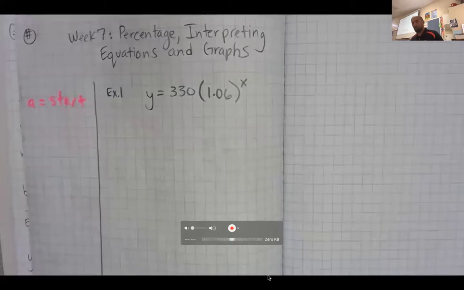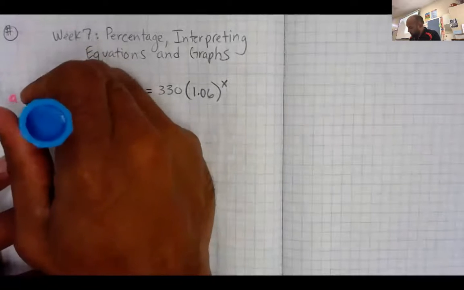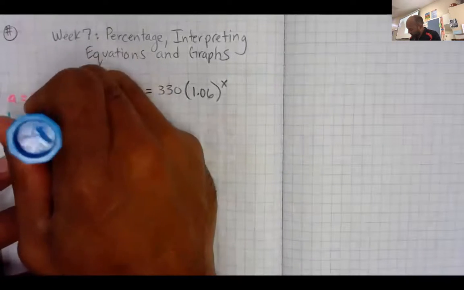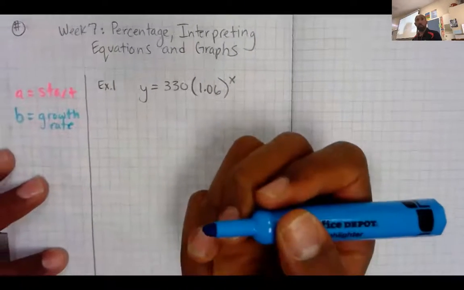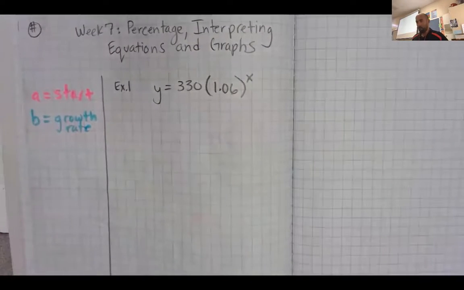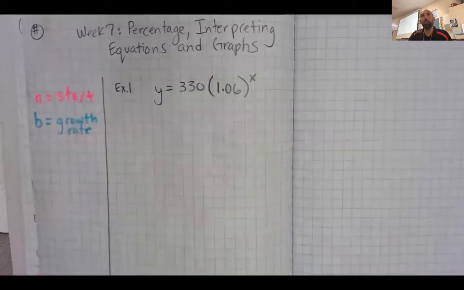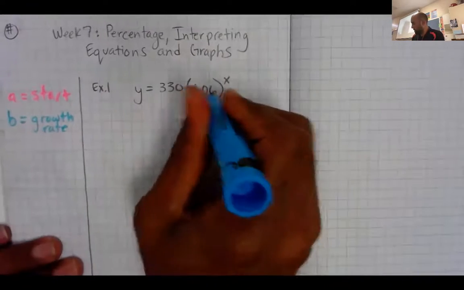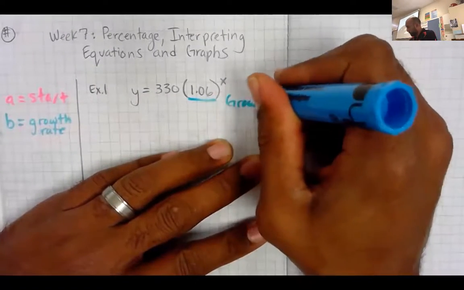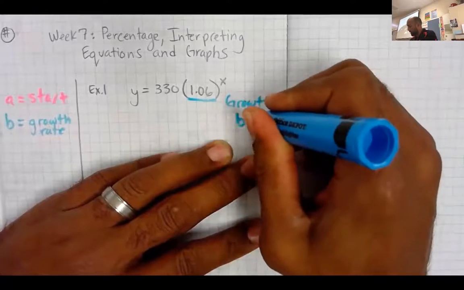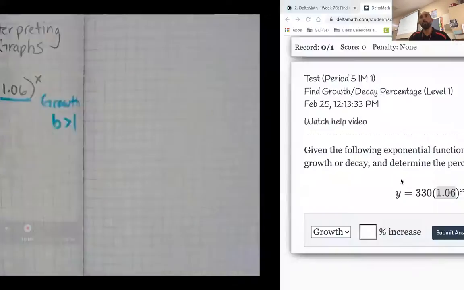All right, so A is your start, and then B is your growth rate. And remember, when I say growth rate, that could be going up or down, could be increase or decrease, right? All right, so now what we need to do is, first of all, we know that is growth. That's definitely gonna be growth, because B is greater than 1. All right, so that's the simple part.